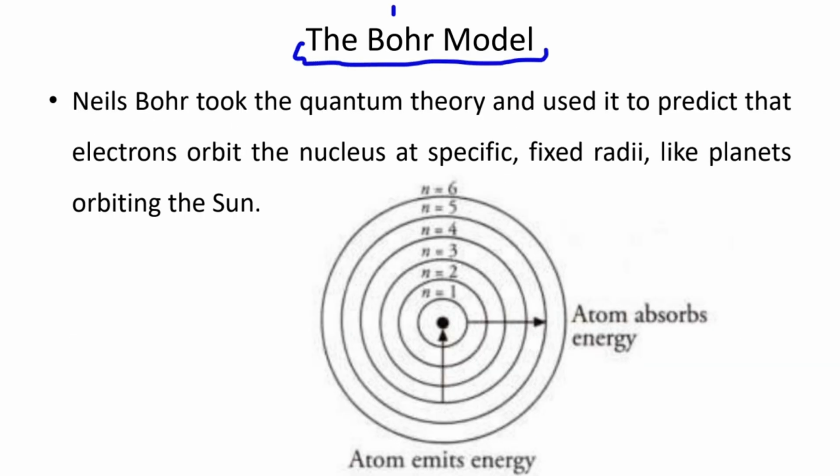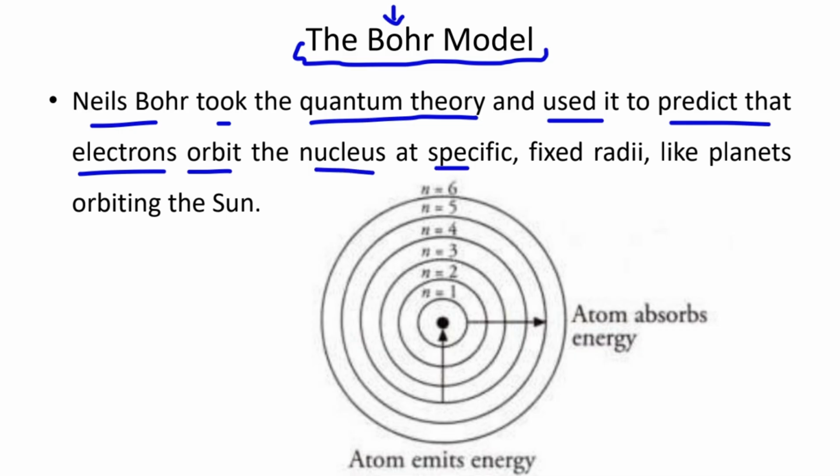The Bohr model. Niels Bohr is one of the greatest scientists in history, and he made a model. Niels Bohr took the quantum theory and used it to predict that electrons orbit the nucleus at specific fixed radii, as we mentioned before, like planets orbiting the sun. So for example, this is the nucleus. Around the nucleus we have orbit 1, orbit 2, orbit 3, 4, 5, 6. Now in these orbits, the electrons will be inside of them, not between them, okay?